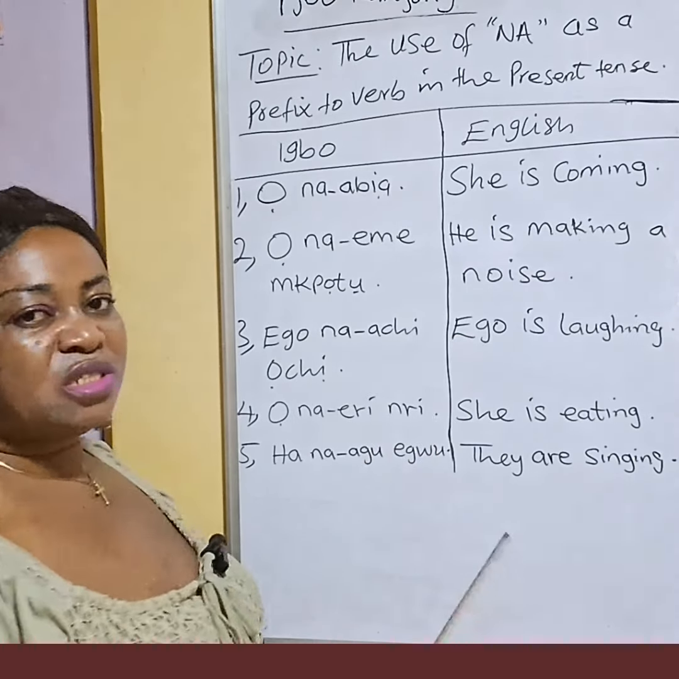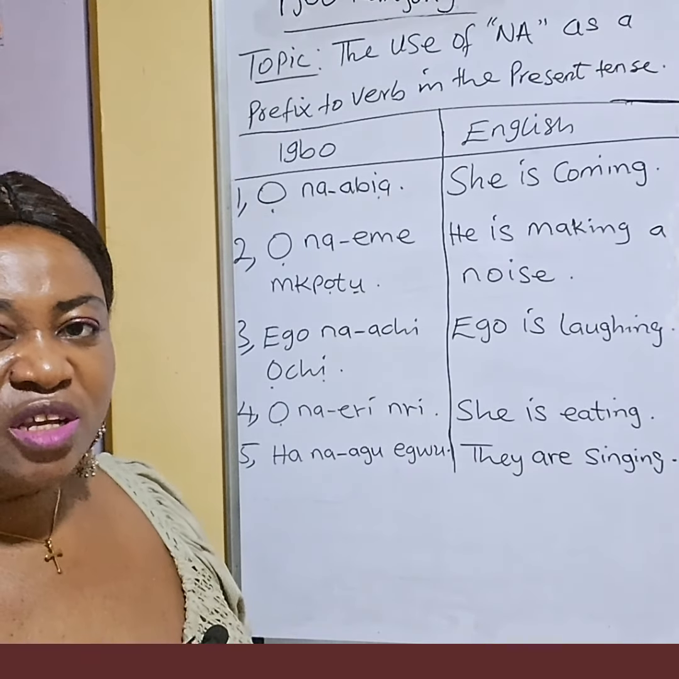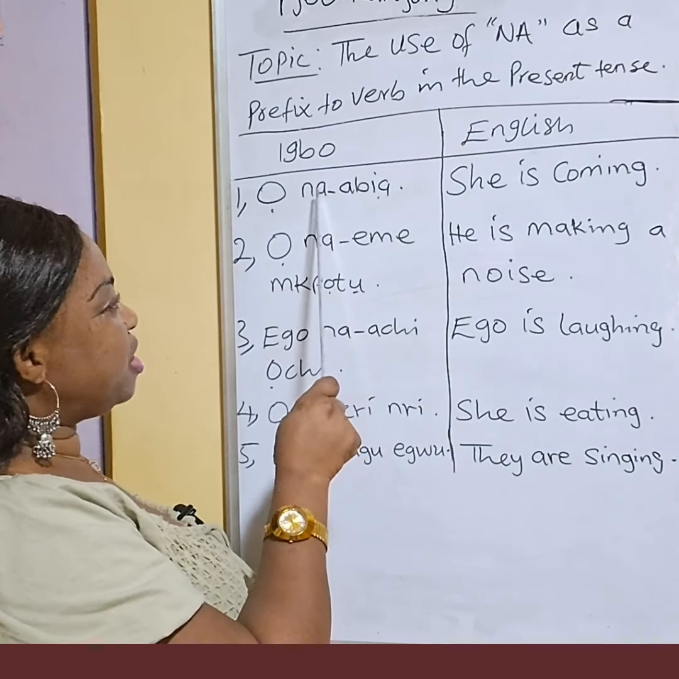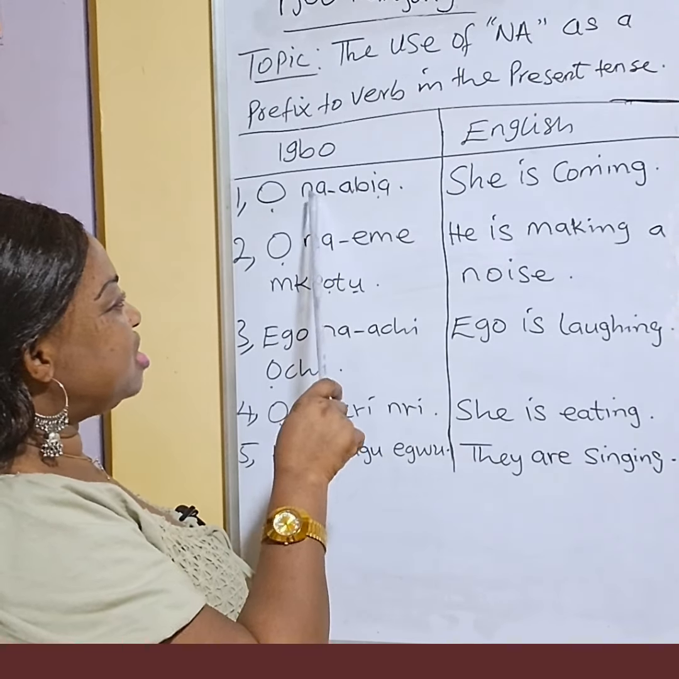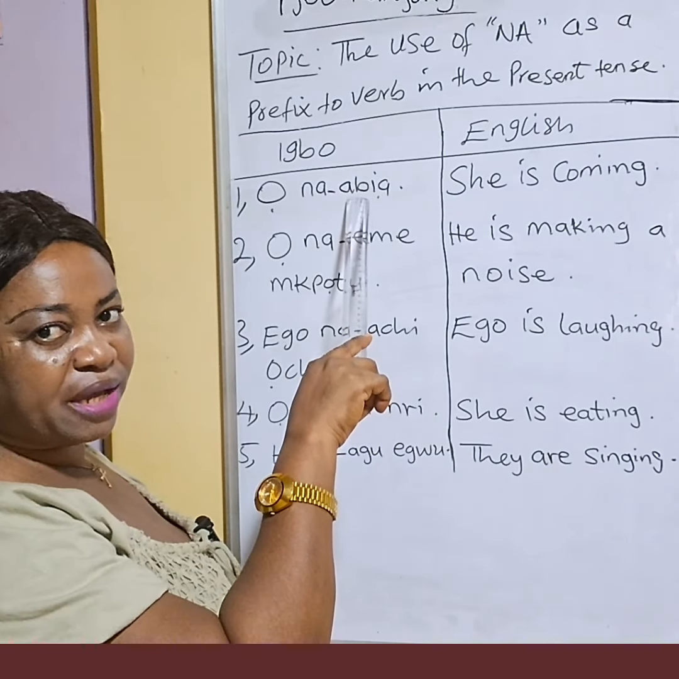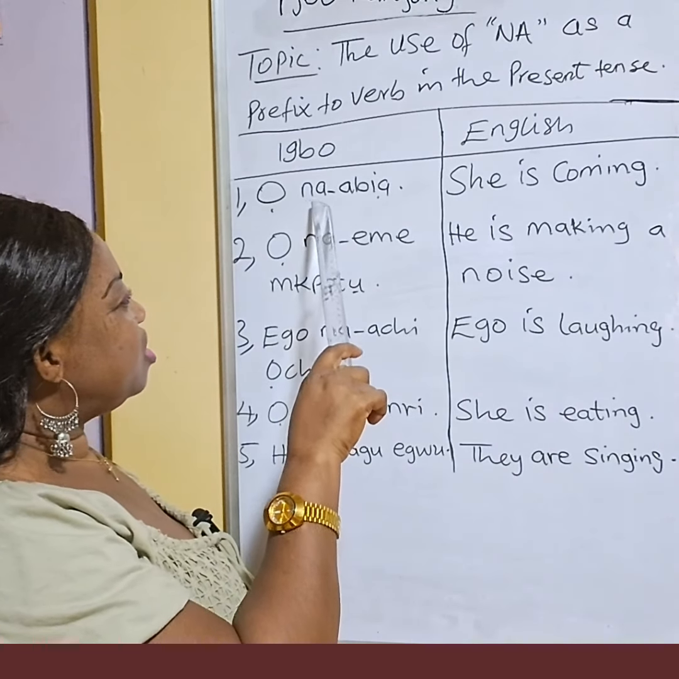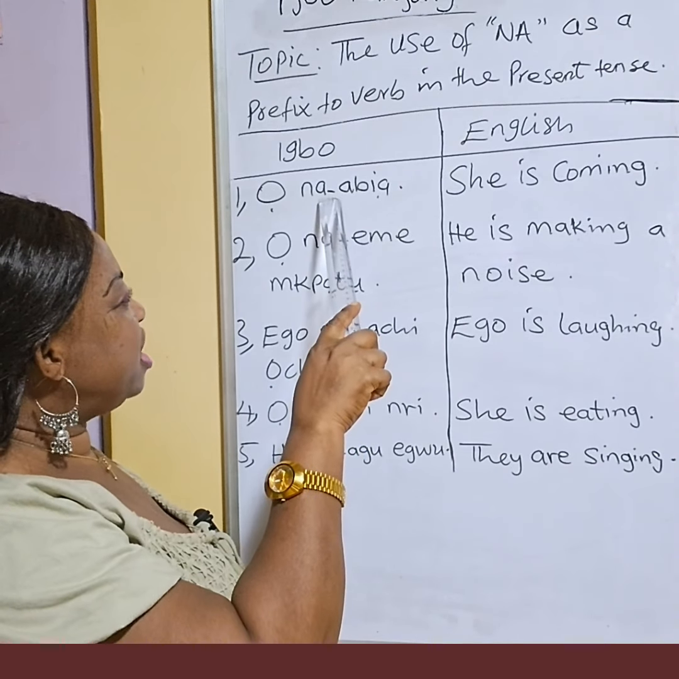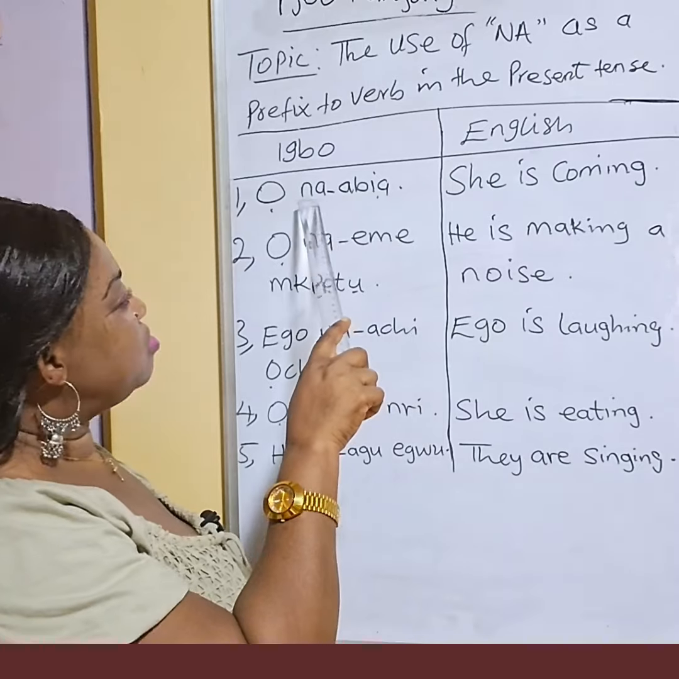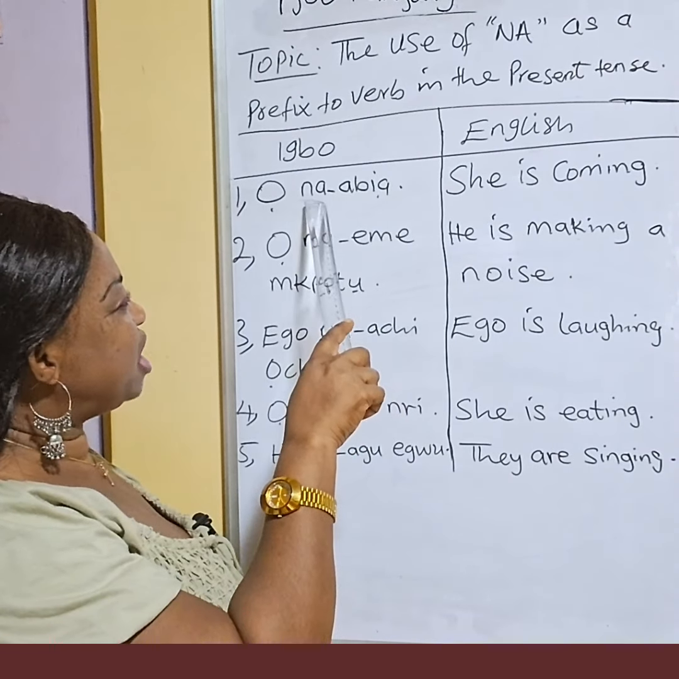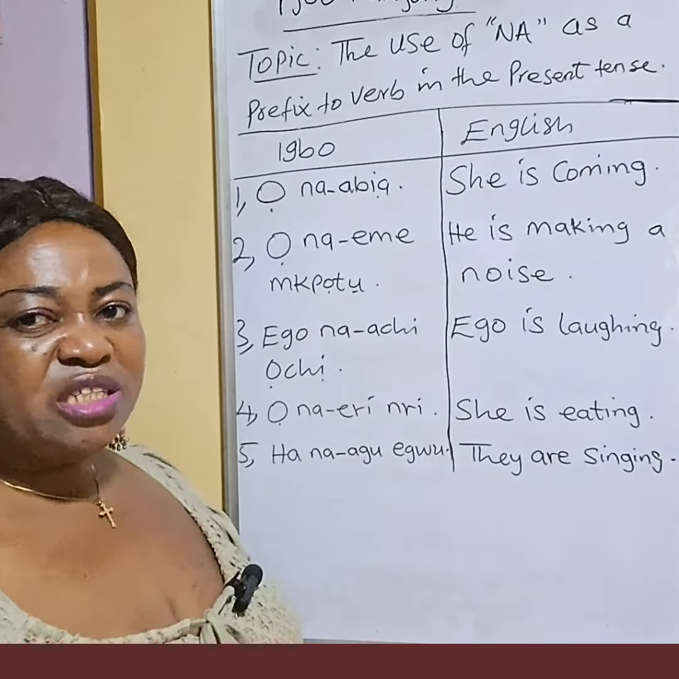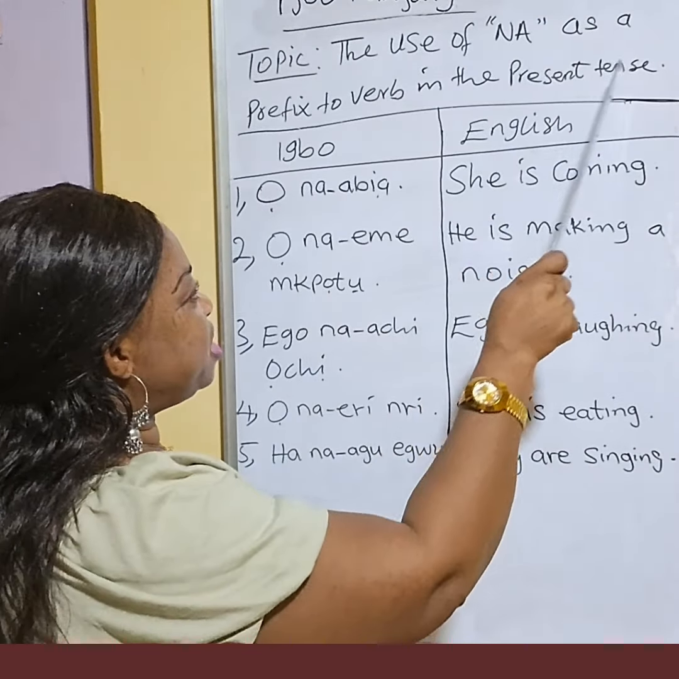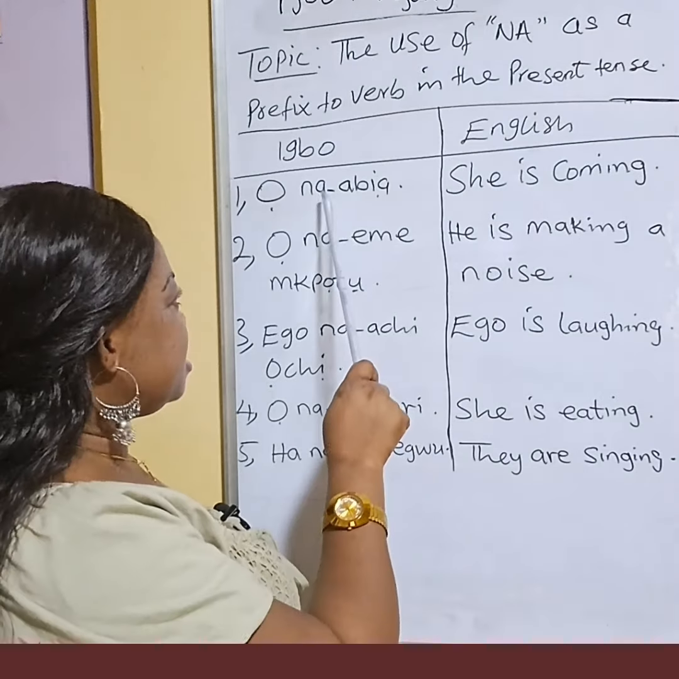Igbo, English. Number one example. Let us see it. O na abia. Look at na. Na is a prefix to this verb, abia. Between the na and the verb, there is a hyphen to show that it is in present tense. When we want to use it in present tense, it must be hyphenated like this.